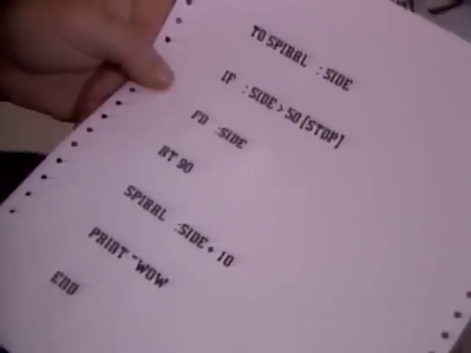We began part one watching children enact a procedure, a very simple one: wow, hands up, hands down, wow. We'll begin part two revisiting the same children as they enact a rather more complex procedure, which I have written on this piece of paper. This is a procedure that draws a spiral and does some other things as well.